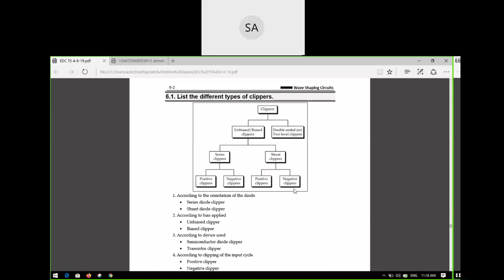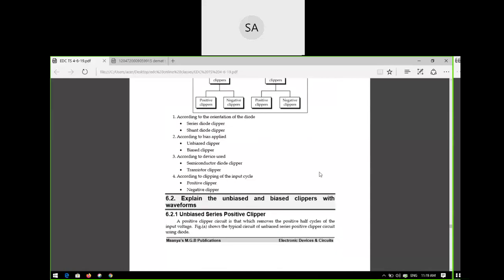They will ask in the 3 marks questions: what are the different types of clippers, or classify the different types of clippers. Broadly they are classified into three types: biased, unbiased, double-ended or two-level clippers. Again, biased and unbiased are of two types: series and shunt. Series and shunt are again of two types: positive and negative clippers. So these are the types of clippers.